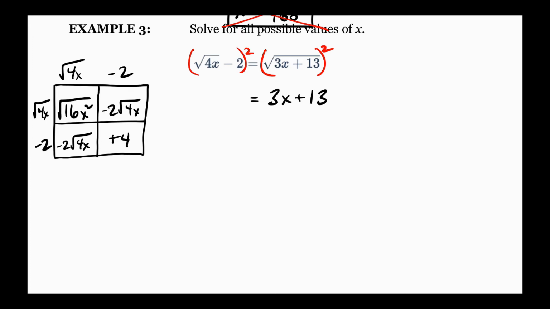Okay. Then I got to look for like terms that I can combine. So this guy right here and this guy right here. So I get square root 16x squared minus 4x plus 4.